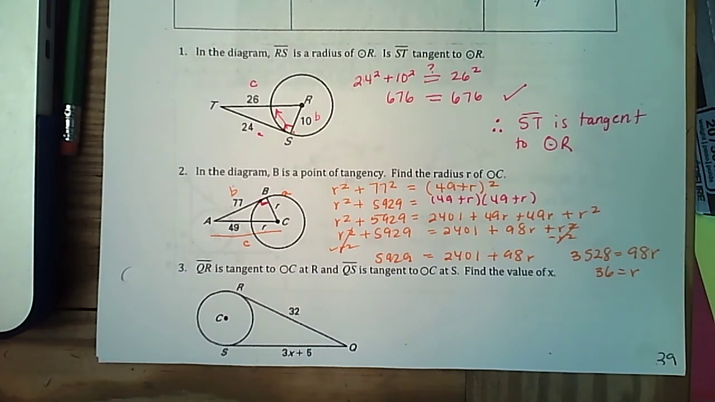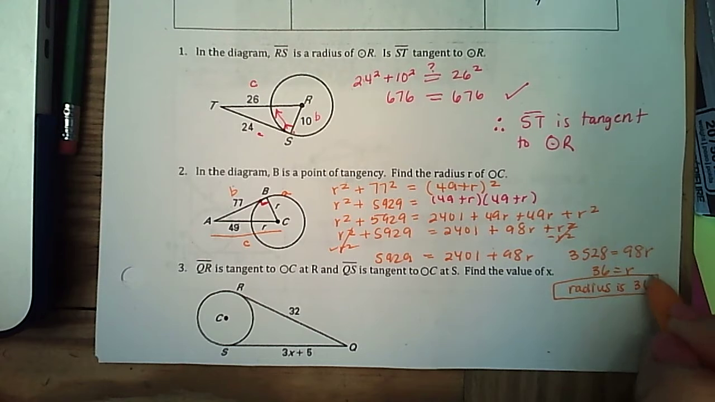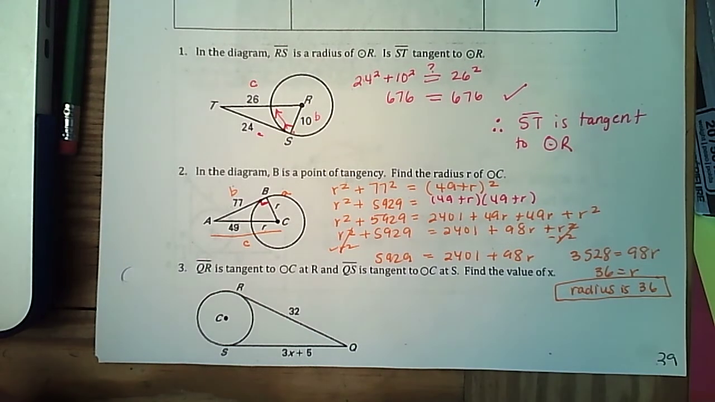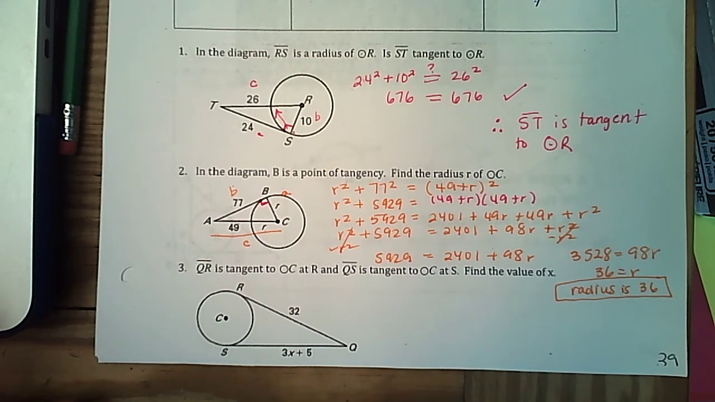So what that means is my radius is 36. Doesn't have a unit on it, so it would have some kind of unit if it had a unit. So be careful, because if not, I was going to have to factor or use the quadratic formula, but because my r squared went away, I don't have to do that.